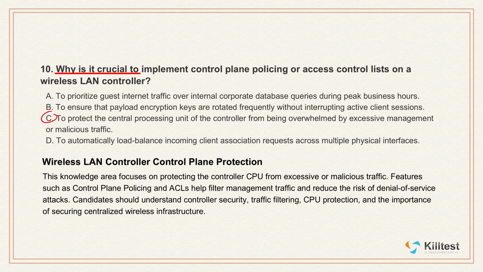So option A is wrong because it's not about prioritizing guest internet traffic. Right, prioritizing data traffic is a quality of service thing, completely separate from protecting the CPU. What about option B, rotating payload encryption keys? That's a security protocol function, like WPA3. It has nothing to do with control plane policing. And option D, load balancing client requests. That's about link aggregation, managing bandwidth across physical ports. It doesn't protect the CPU itself from a traffic storm.